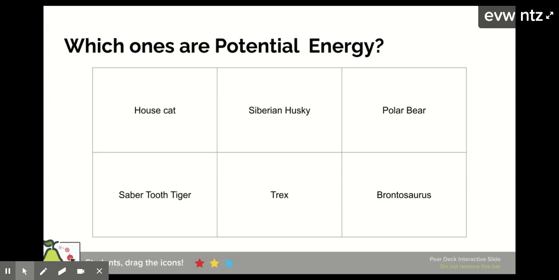All right, so the three words that we went over today were species, diversity, and extinction. Okay?